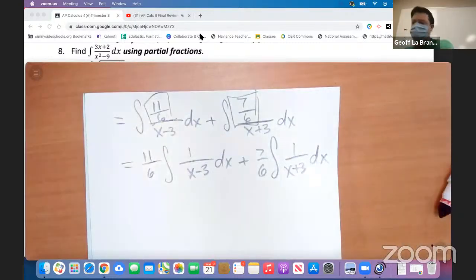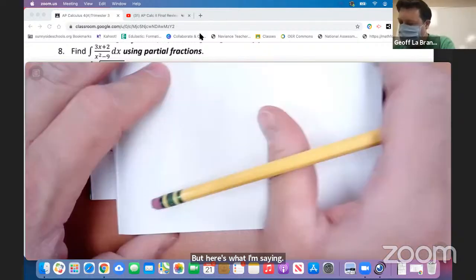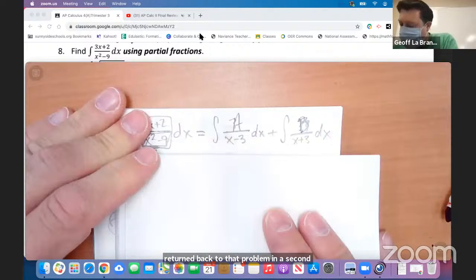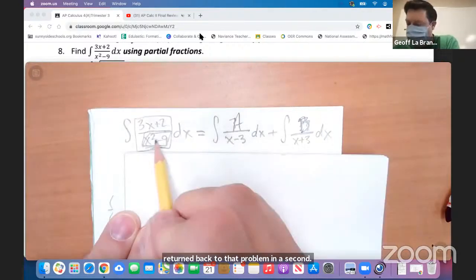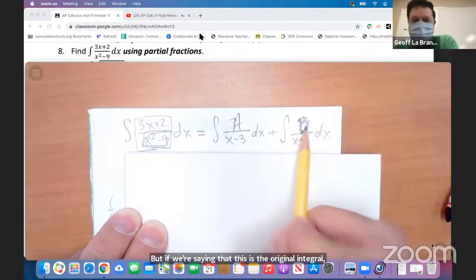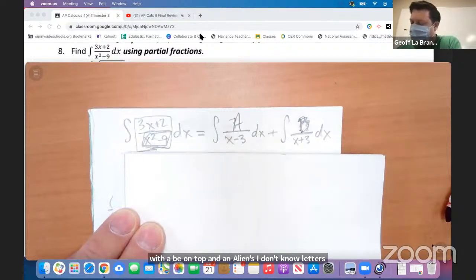By the way, here's what I'm saying. We'll return back to that problem in a second. But if we're saying that this is the original integral, it's going to break apart into factor 1, factor 2 with a b on top and an a on top. I don't know, letters. Letters is all there. They're just placeholders and tell me what they want to be.